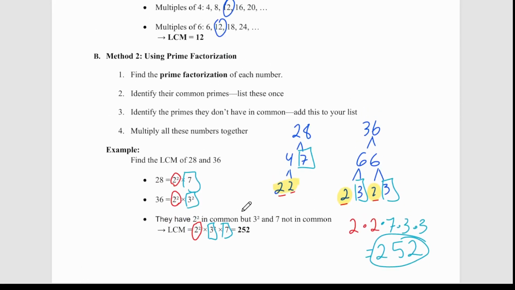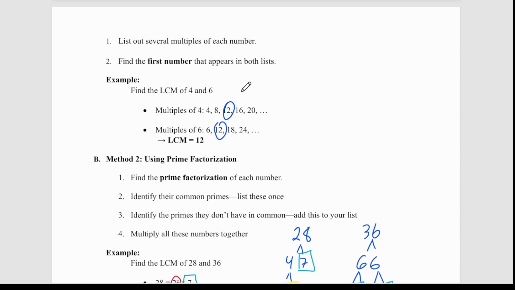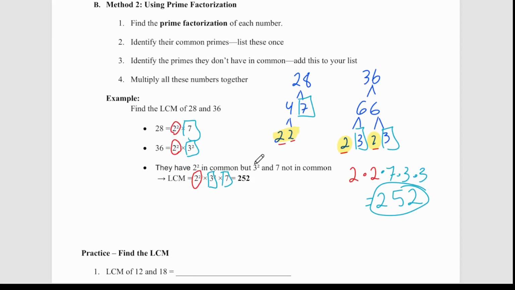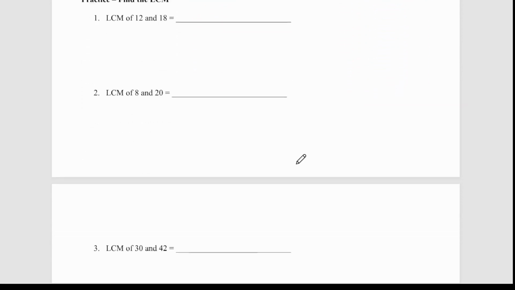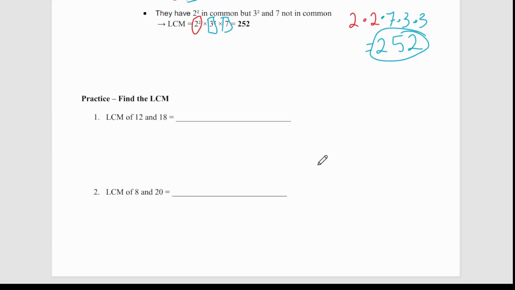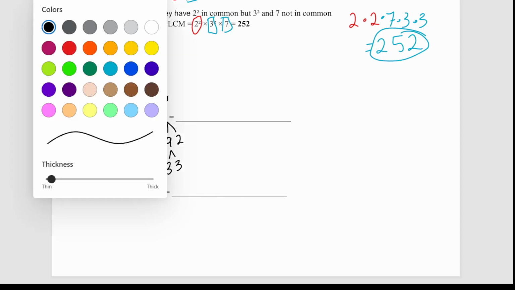So even though you can always list them off and then check what they have in common, which I would recommend for smaller numbers, let's go ahead and practice the more systematic way. Let's say, for example, I want to find the least common multiple of 12 and 18. I'm going to start off by just prime factorizing these guys. So 12 breaks down to 6 and 2, 6 breaks down to 3 and 2. 18 breaks down into 9 and 2, and 9 breaks down to 3 and 3.